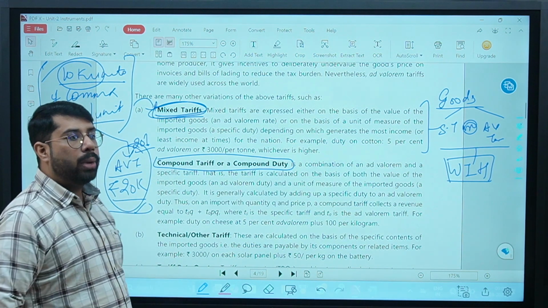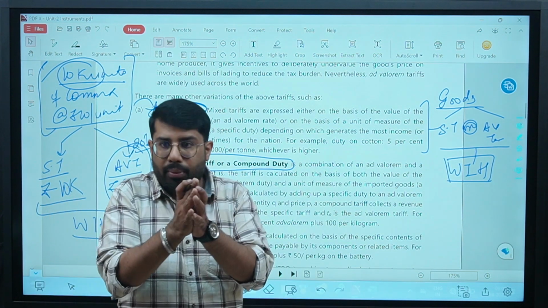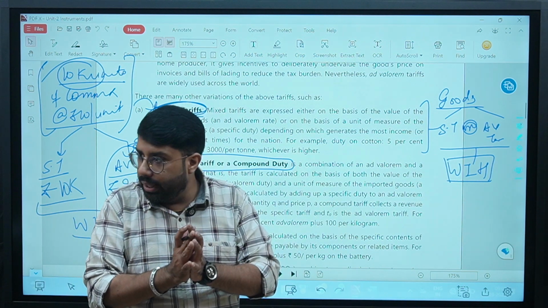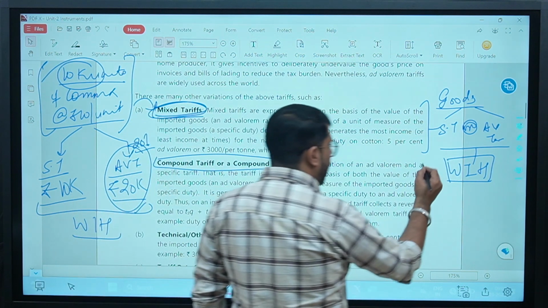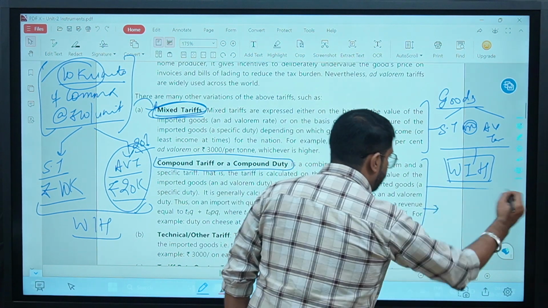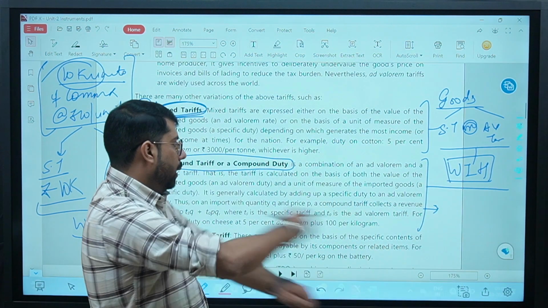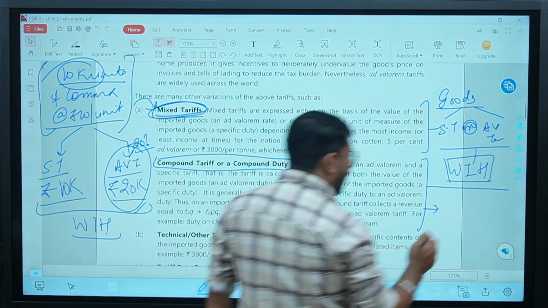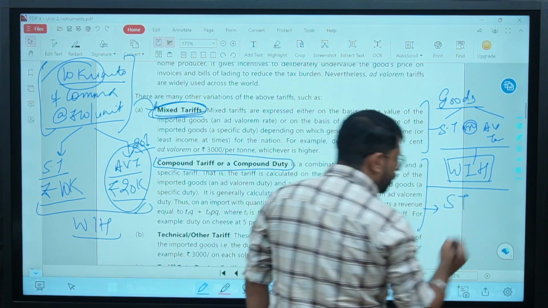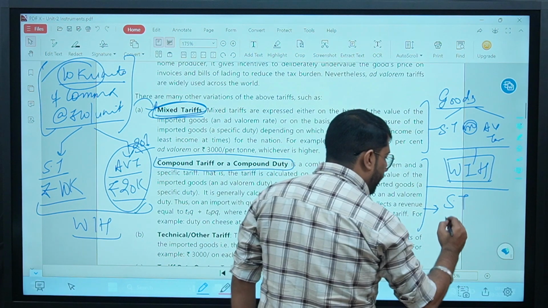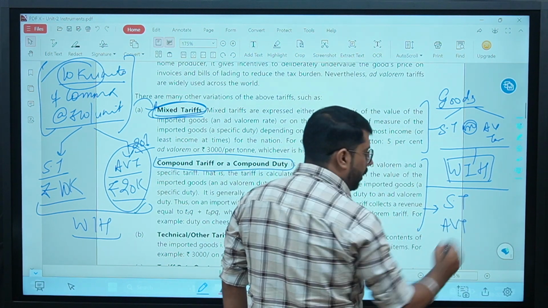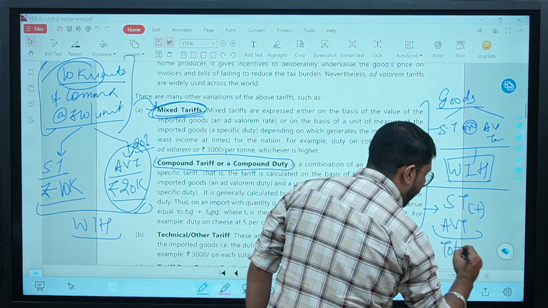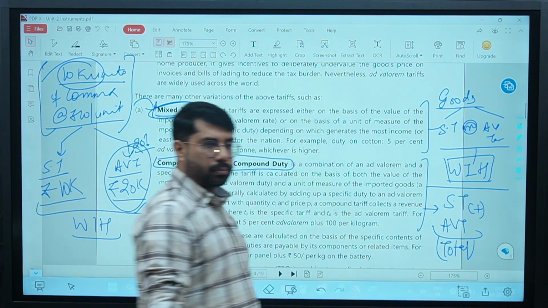Compound tariff. What do you mean by compound? Compound means addition. Compound means sum. Are we clear? Now, in compound tariff, what will happen? Guys, pay attention on the screen, please. If compound tariff is levied upon any particular good, in that case, you will calculate specific tariff, you will calculate ad valorem tariff, and you will add these two taxes, and total amount of taxes you have to pay.